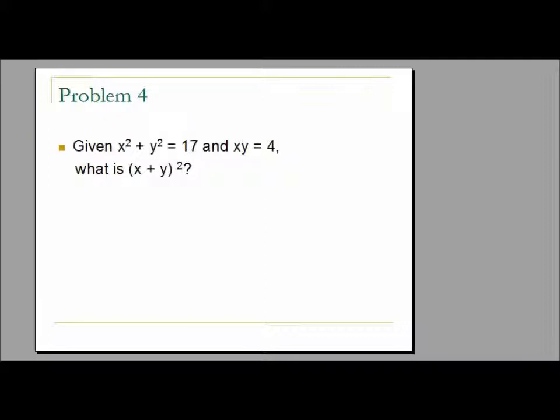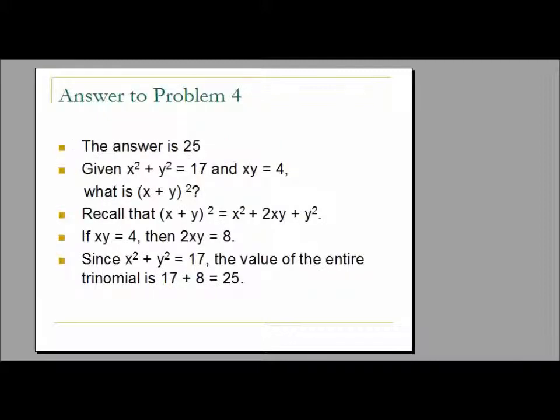Problem 4. Given x squared plus y squared equals 17 and xy equals 4, what is (x plus y) quantity squared? The answer to problem 4 is 25. Given that x squared plus y squared equals 17 and xy equals 4, what is (x plus y) quantity squared? Just restating the problem so you can follow the work.